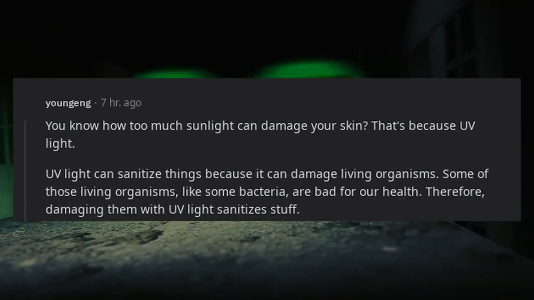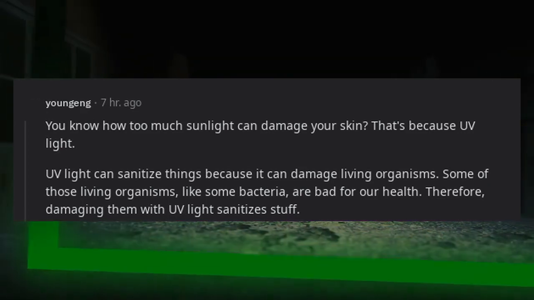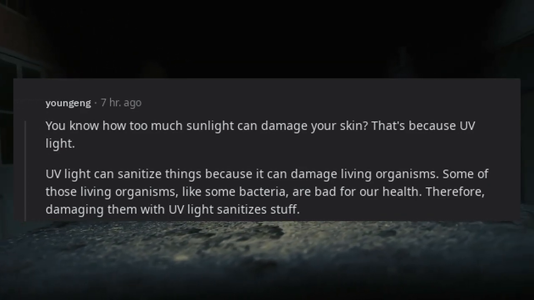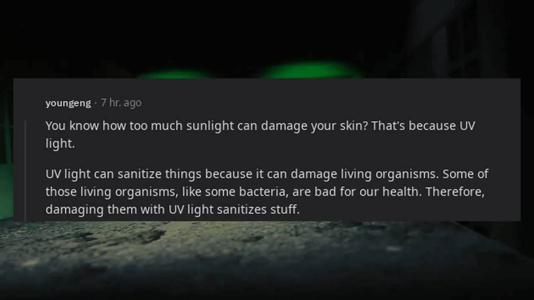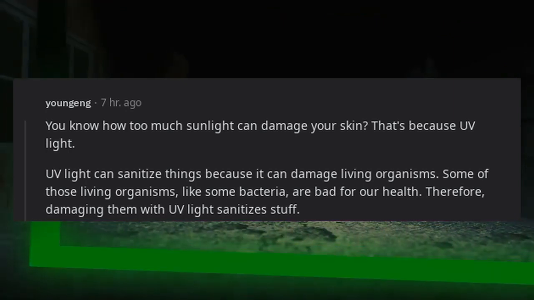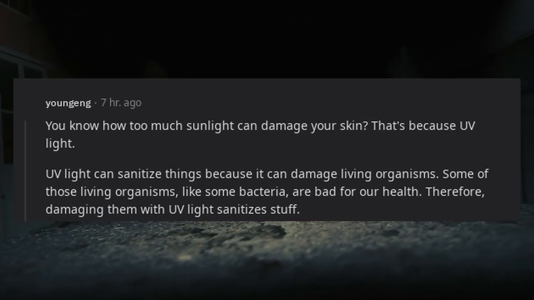You know how too much sunlight can damage your skin? That's because of UV light. UV light can sanitize things because it can damage living organisms. Some of those living organisms, like some bacteria, are bad for our health. Therefore, damaging them with UV light sanitizes stuff.